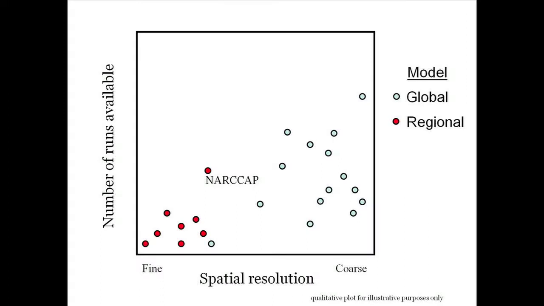Some of these are run really maybe one simulation up to several tens. Those are the blue dots. This is a plot of spatial resolution versus the number of simulations that might be available. When we go to regional models at fine resolution, we tend to have many fewer simulations per model.